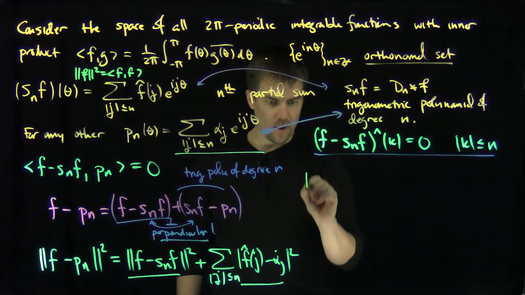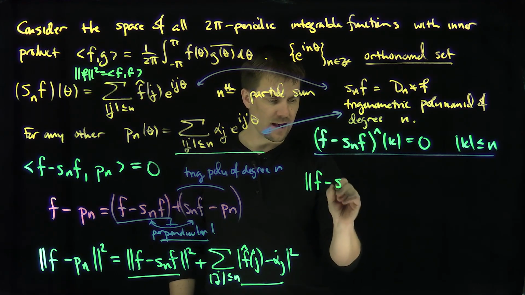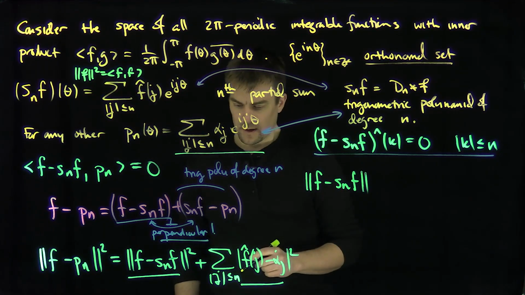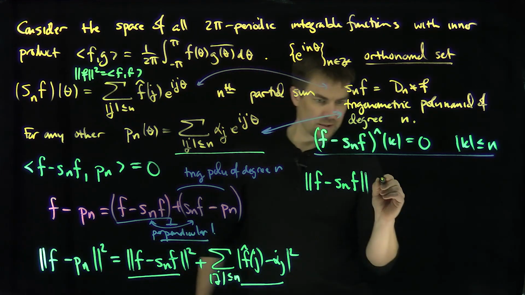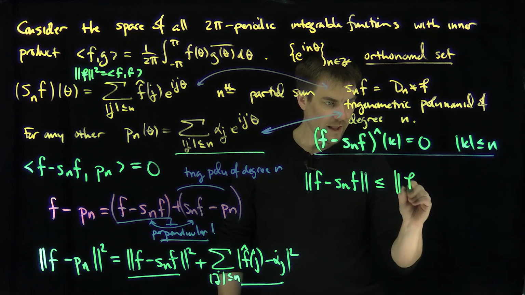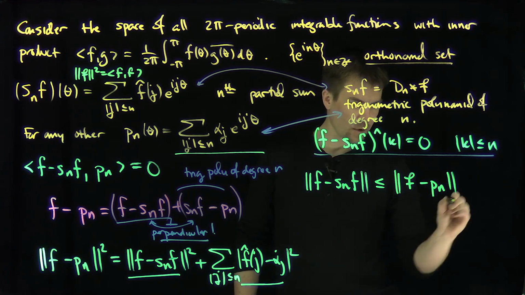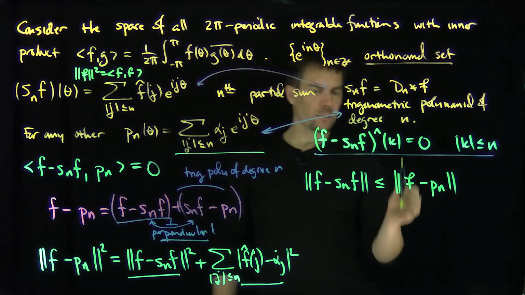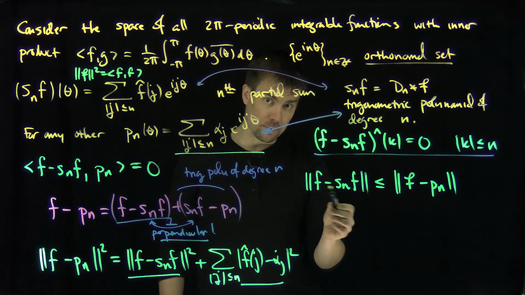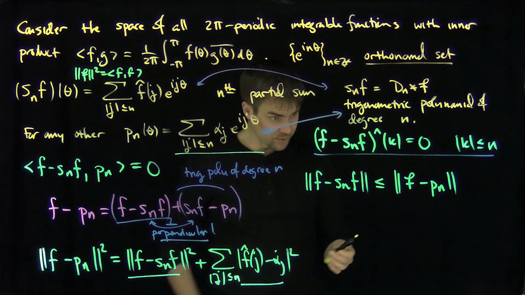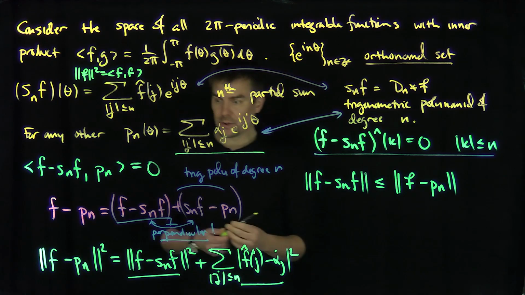So we've just proven that the norm of f minus S n f is less than or equal to the norm of f minus P n. In other words, among all the trigonometric polynomials of degree n, the one that minimizes the distance between f and the trigonometric polynomial is just the partial sum. Excellent.